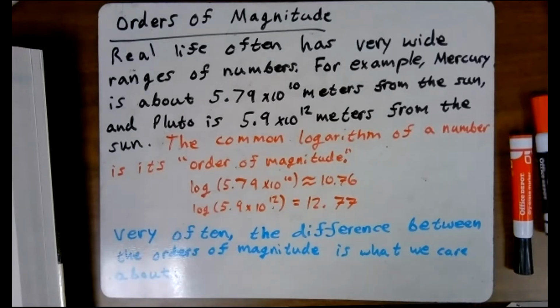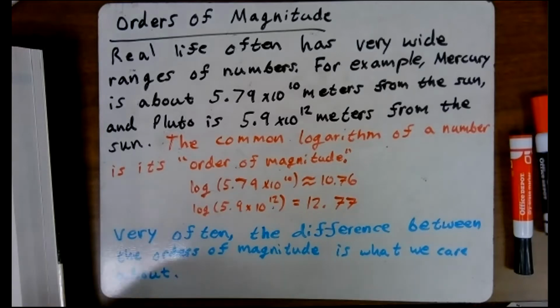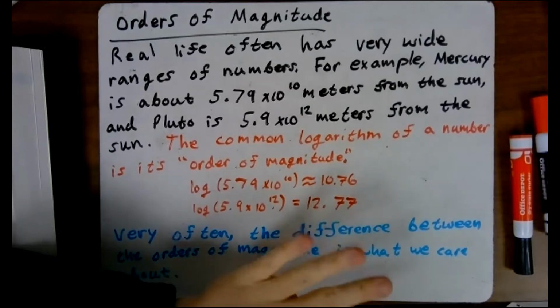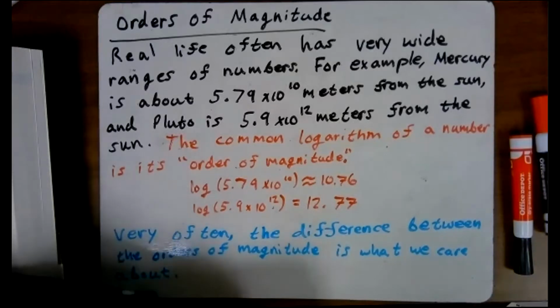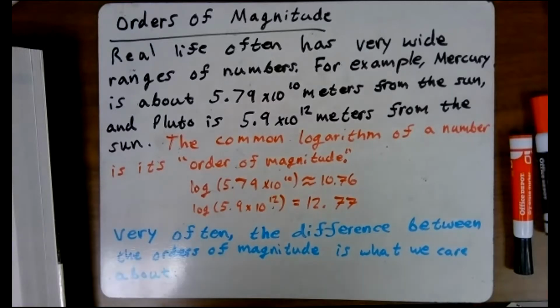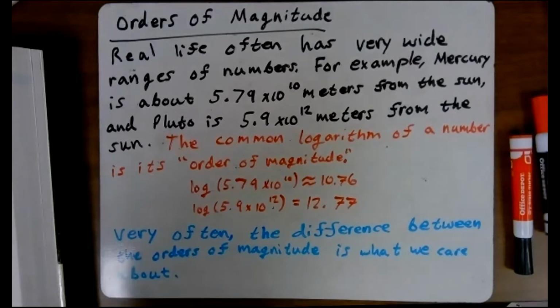So, what is the difference between 12.77 and 10.76? Well, that's about 2. And again, it's not just the difference of orders of magnitude we care about, it's kind of the nearest whole number. And it's not really because it tells us anything specific as much as it provides a useful shorthand for talking about really big numbers. For example, the difference between the order of magnitude of 1,000 and 10 is a difference of 2, because the log of 1,000 is 3, and the log of 10 is 1. 3 minus 1 is 2. So we care about the difference between the orders of magnitude rather than the orders of magnitude themselves.